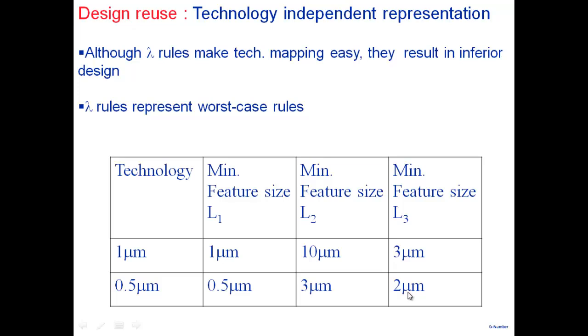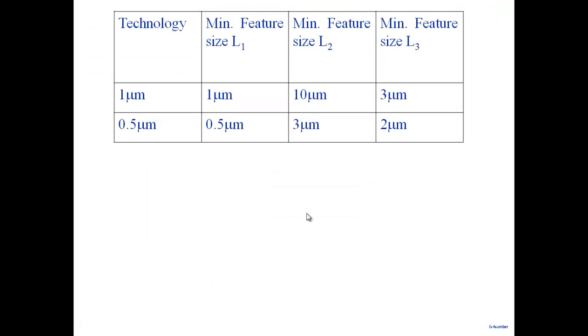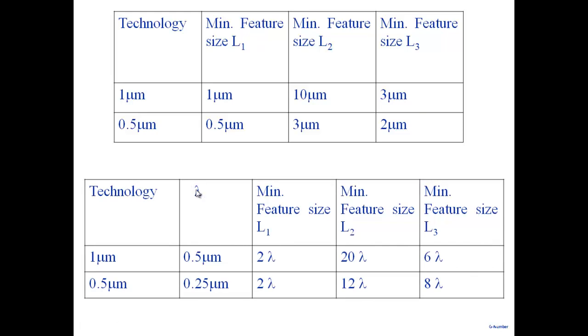Now I want a technology independent representation. So what lambda value should I use? Let's say this is the minimum. Can you see that what I can do is the following? Say I specify in terms of lambda. So I say lambda is 0.5 for the first one, then this becomes 2 lambda. This rule becomes 20 lambda. This rule becomes 6 lambda. Well, for the second one, I specify lambda is 0.25. The rules become 2 lambda, 12 lambda, and 8 lambda. The rules are different. At each technology node, the rules are a bit different, right? This rule is still the same, 2 lambda, but this rule has become 12 lambda. And this rule is 8 lambda.